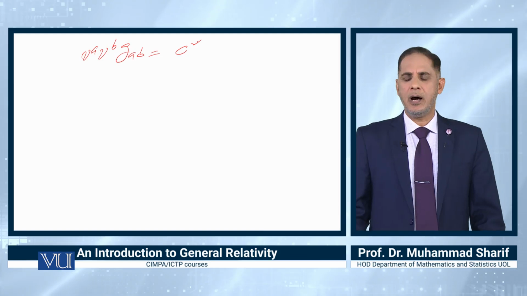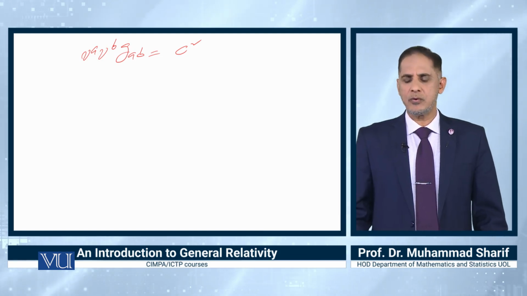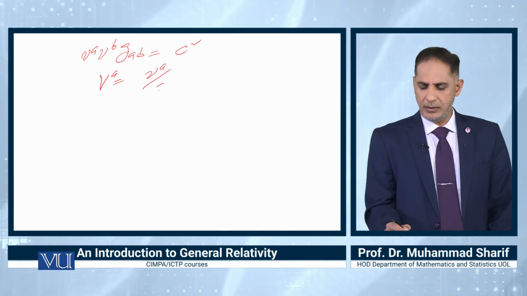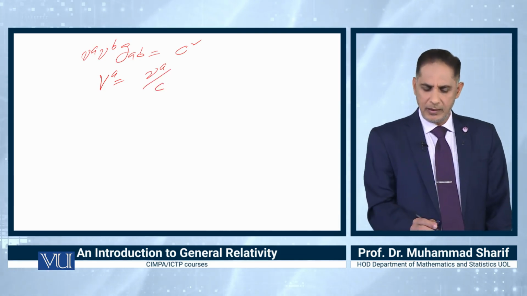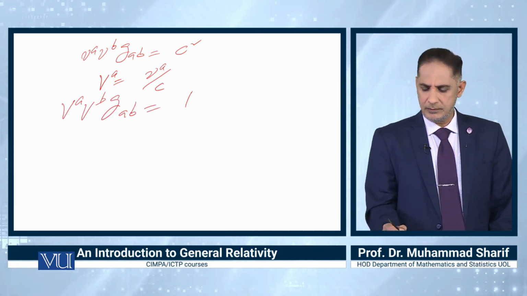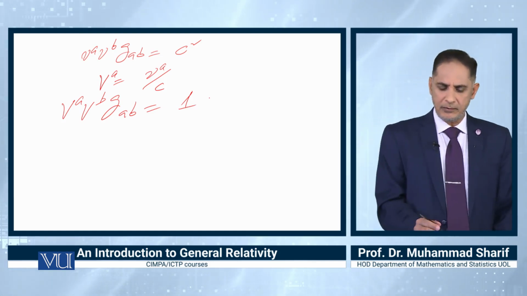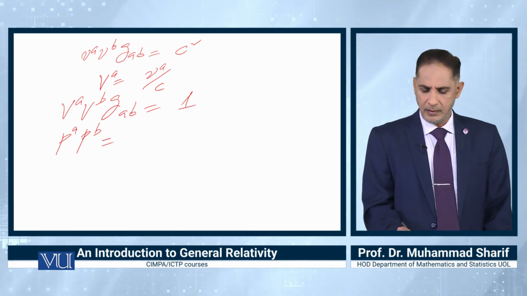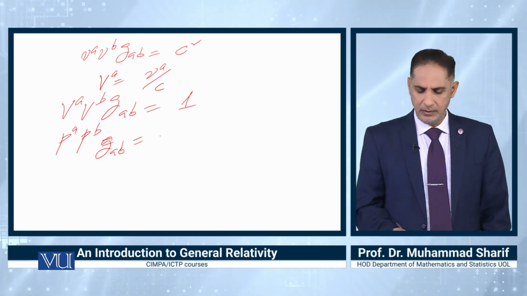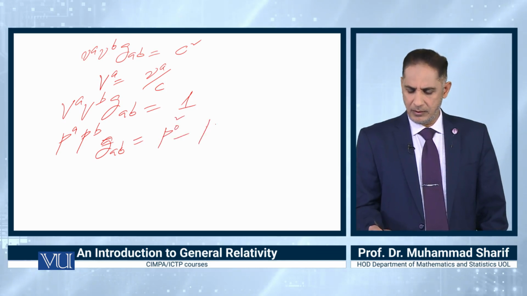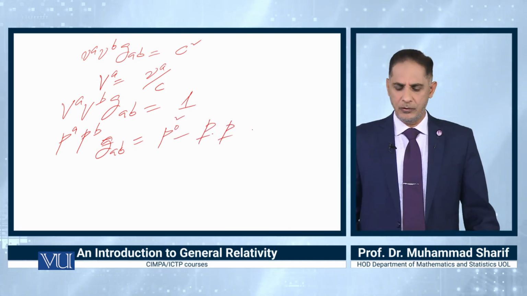Now the question is, how can we make its magnitude 1? It is very simple. We can redefine, say, VA over c. So now we calculate the magnitude of VA, VB. This will be 1. Similarly, we can extend the idea to the magnitude of the 4-momentum, GAB, and you can see that it is P0 square minus P dot P. This is the magnitude of the 4-momentum.